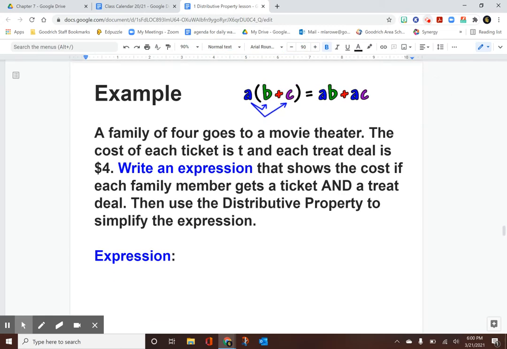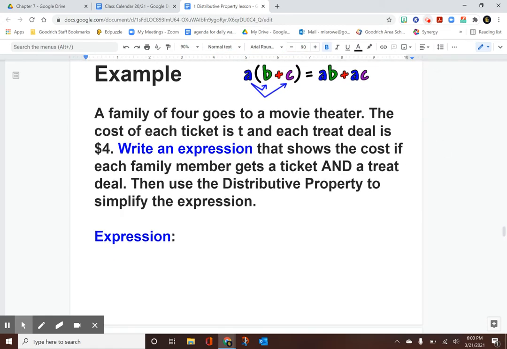My next example is where the distributive property would be used in the real world. So let's read my situation. There's a family of 4. They go to the movies. The cost of each ticket is $2, and each treat deal is $4. We're going to write a math expression. We want it to show the cost if each family member gets a ticket and a treat deal. Well, I know I'm going to buy 4 of these because there's 4 members in the family.